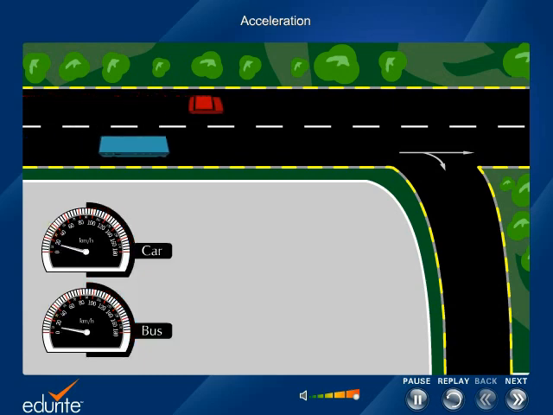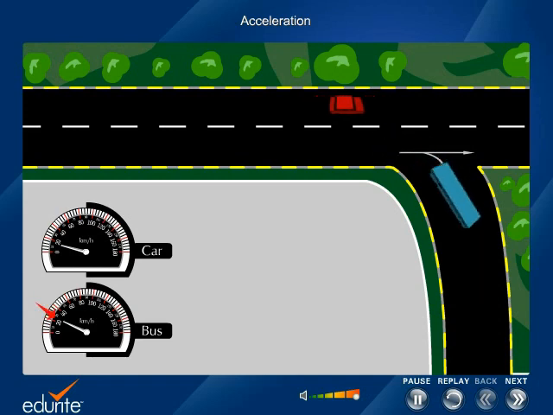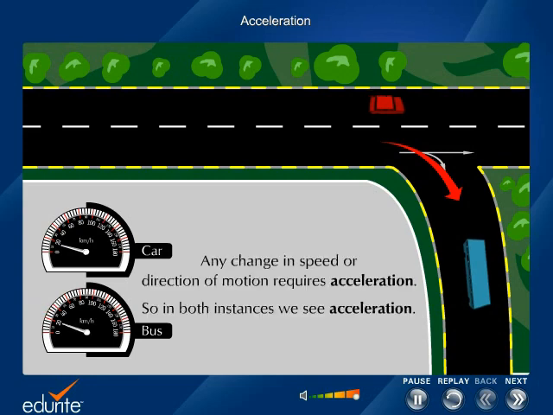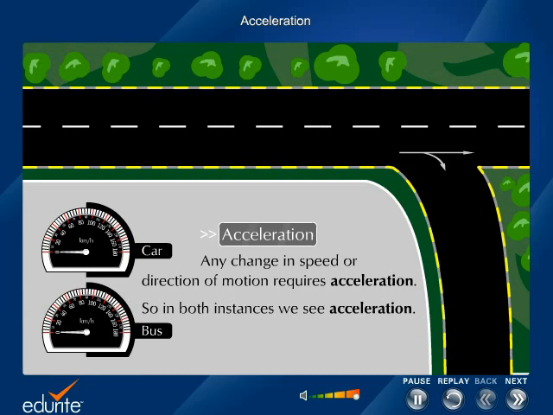When the bus overtook the car, the speed of the bus increased from 10 km per hour to 25 km per hour. While the bus was taking a turn, the speed of the bus remained at 25 km per hour. But the bus was changing its direction of movement. Any change in speed or direction of motion requires acceleration. So in both instances, we see acceleration.